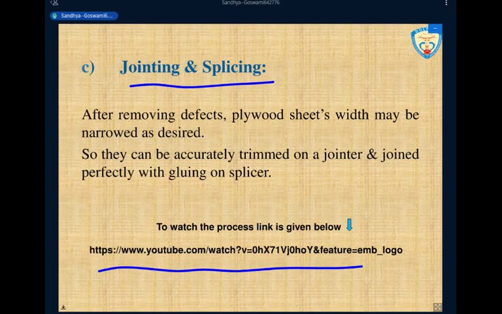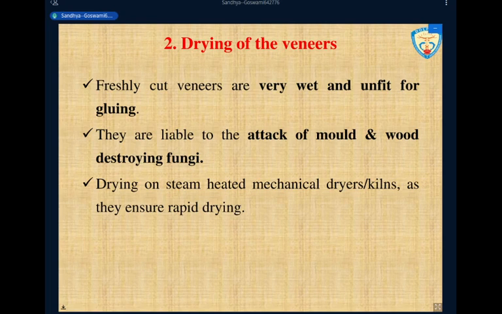So kindly follow this link, as I have already given you this presentation in downloaded form, so you can see it. The whole process of jointing and splicing is there from one industry. After jointing and splicing, your veneer preparation is completed. Now, after preparation of veneer, after cutting the veneer, we will move to the second step.